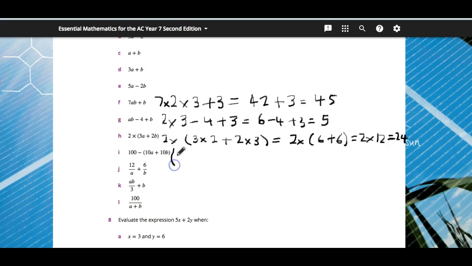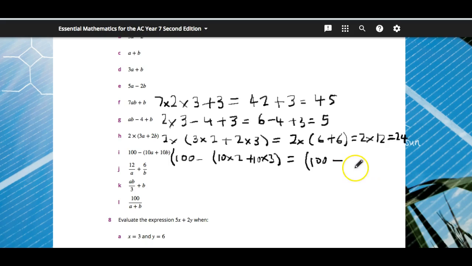Okay, the next one, I'm running out of room here. 100 minus 10 times 2 plus 10 times 3. So see, all that I'm doing is substituting for the A and the B. And once you've done that, you should be able to do the maths, because we did BODMAS maths at the start of the year. But remember, you can always ask for help if you're having trouble.